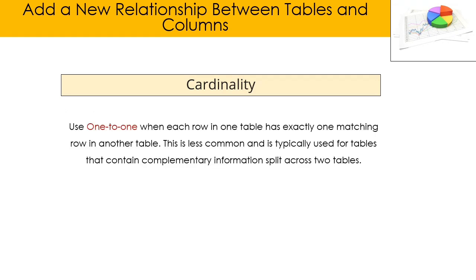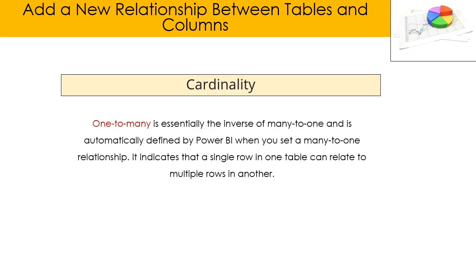Use one-to-one when each row in one table has exactly one matching row in another table. This is less common and is typically used for tables that contain complementary information split across two tables. One-to-many is essentially the inverse of many-to-one and is automatically defined by Power BI when you set a many-to-one relationship. It indicates that a single row in one table can relate to multiple rows in another.